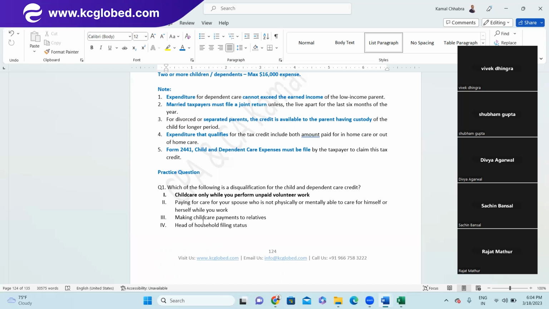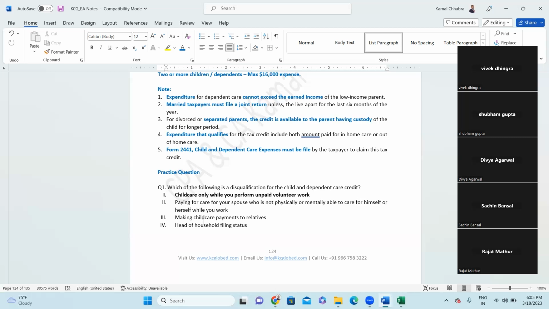Second is, married taxpayers must file a joint return unless they live apart for the last 6 months or more. So what they need to do, they must file a joint return unless they have been living apart for more than 6 months. Make sense? Yes, sir.